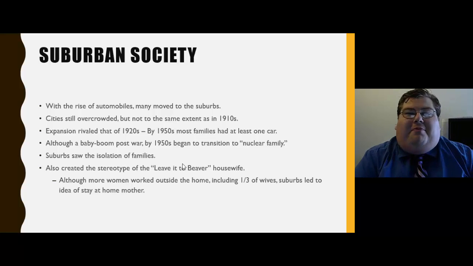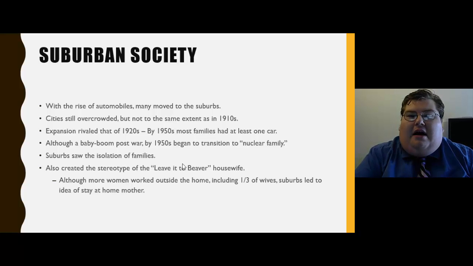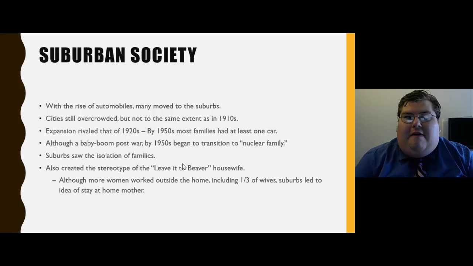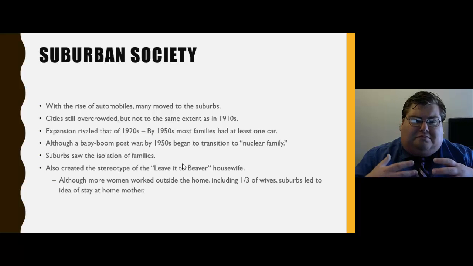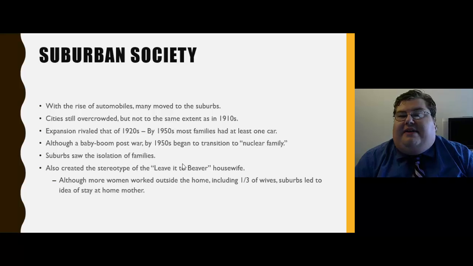So now we're having more people having kids, but the family units themselves become isolated. We see economic expansion. Bear in mind, in many of these cases, and I've got here the stereotype of the Leave It to Beaver housewife.